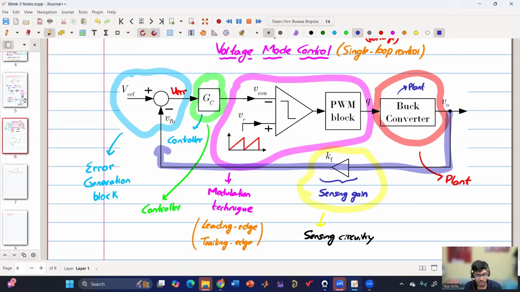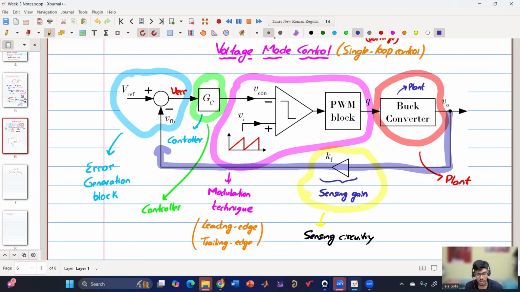And then we have thoroughly discussed modulation technique. Error generation is straightforward. Sensing also we have discussed. Buck converter also we have discussed. Controller is something that we have not discussed yet, and we'll discuss in the future how to design the controller for voltage mode control, and also how to design the controller for current mode control. So this is the overall architecture of voltage mode control.